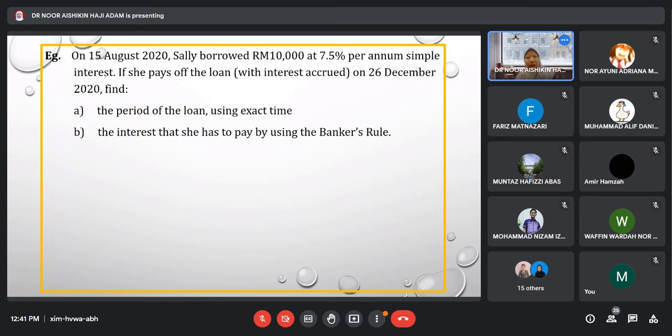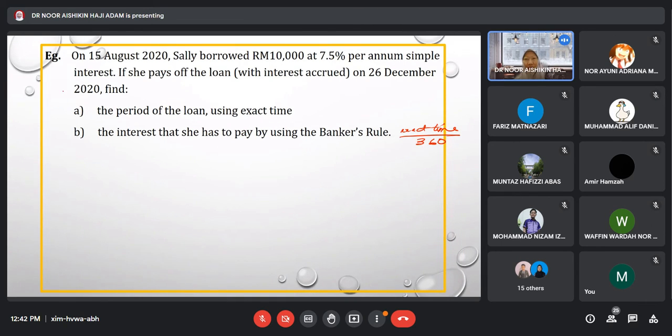Alright. Now, on 15 August 2020, Sally borrowed 10,000 ringgit at 7.5% per annum simple interest. If she pays off the loan with interest on 26 December of the same year, find the period of the loan using exact time and the interest that she has to pay by using the banker's rule. Banker's rule tadi apa? Exact time over ordinary SI, which is 360. Sudah.